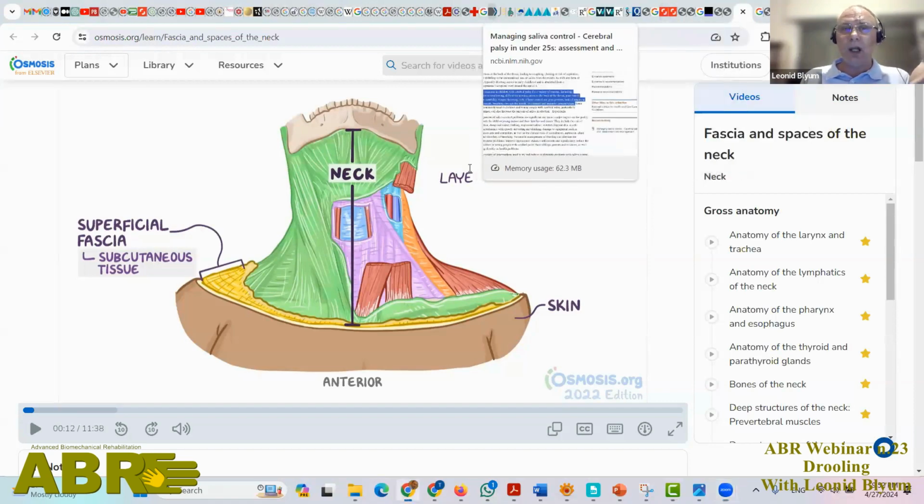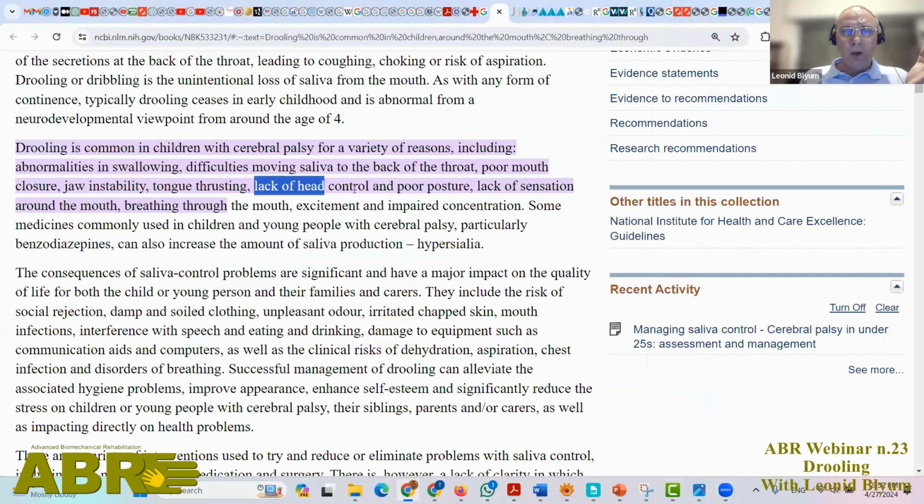Because again, you see here in this text, lack of head control and poor posture. And poor posture usually means just curvatures which are flatter or more bulgy, different from the standard curves, right? But lack of head control. So you see, tongue thrusting, jaw instability, lack of head control, they all come in one package.